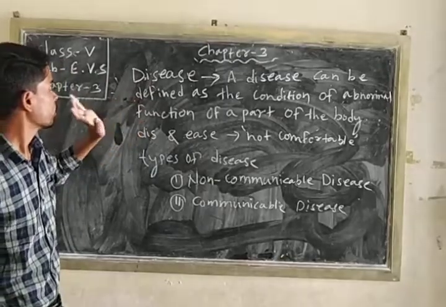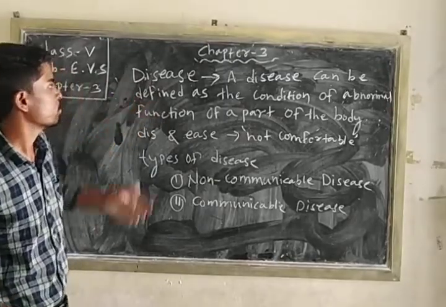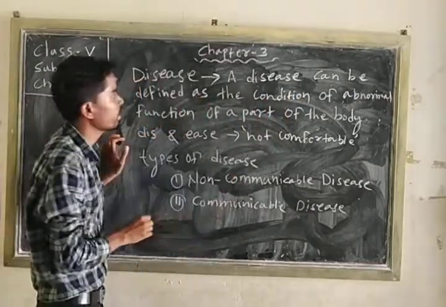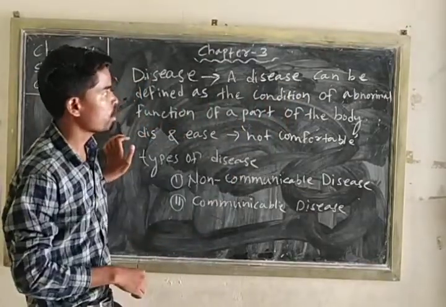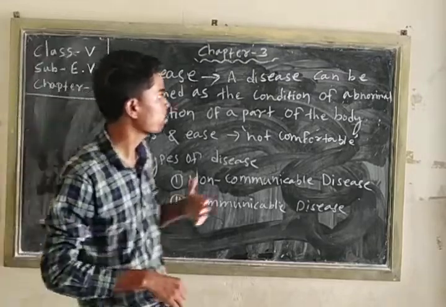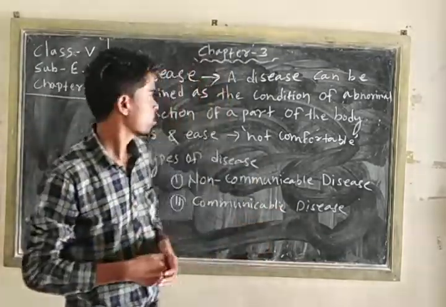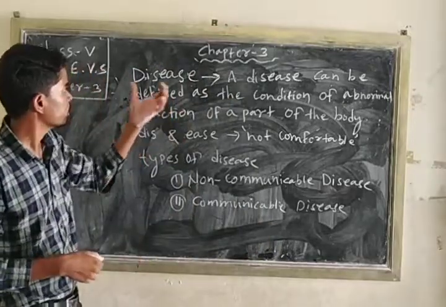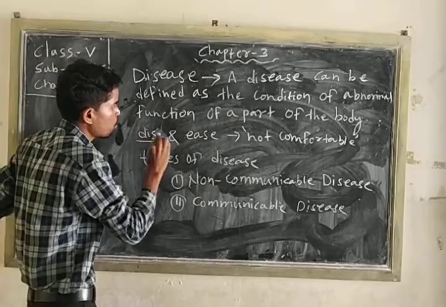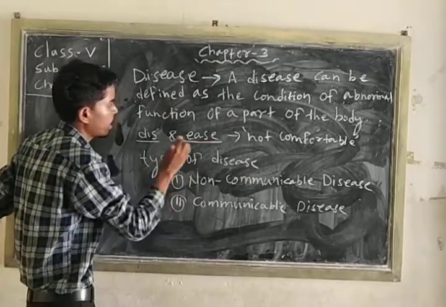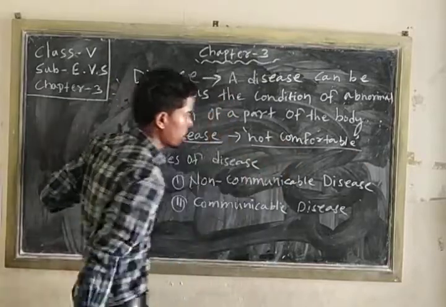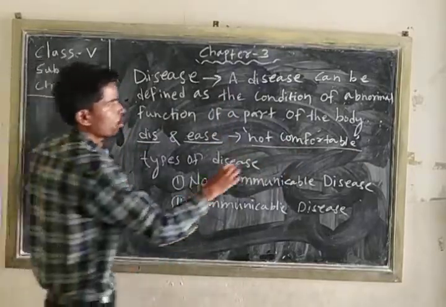Okay, students, so now comes the disease. What is disease? A disease can be defined as the condition of abnormal function of a part of the body or the whole body. So that is disease. Okay, and disease comprises two words, dis and ease, meaning not comfortable. So disease means not comfortable.